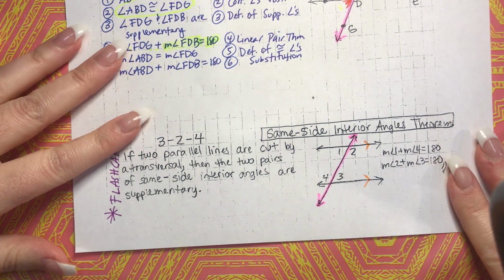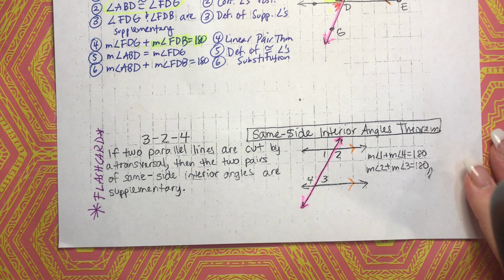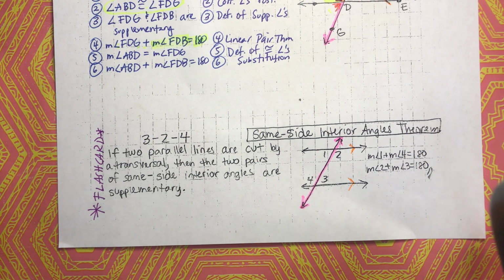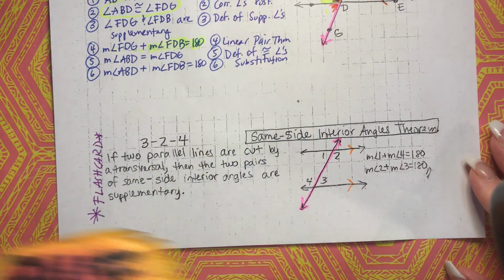And you have to memorize these because you're going to use these a lot, as well as the vertical angles theorem and the linear pair theorem. Okay, you're going to use them a ton. So memorize them. You can do it. All right, and that is it.